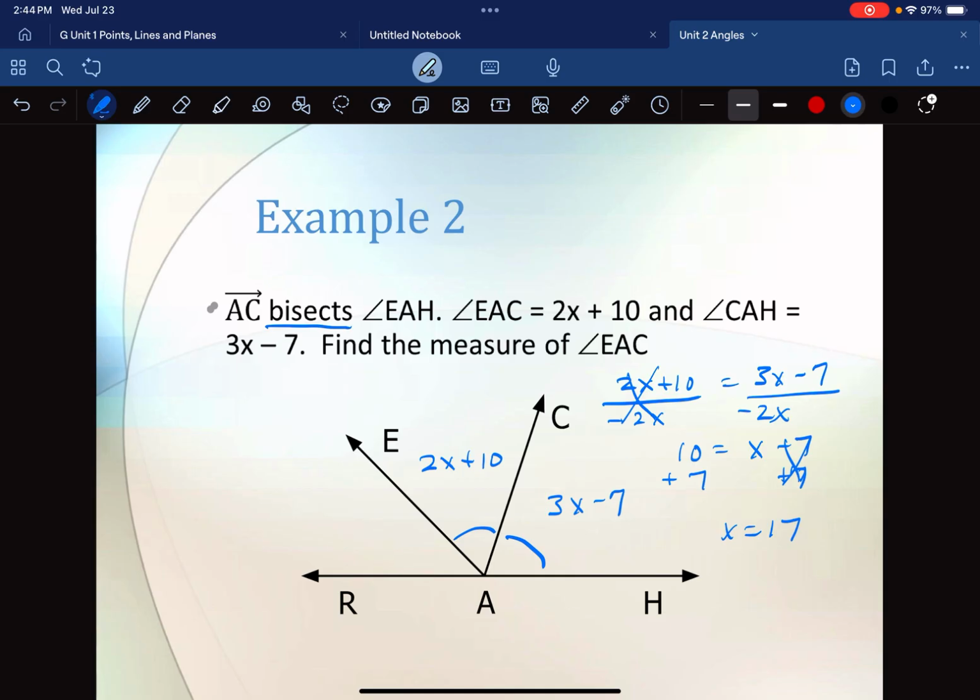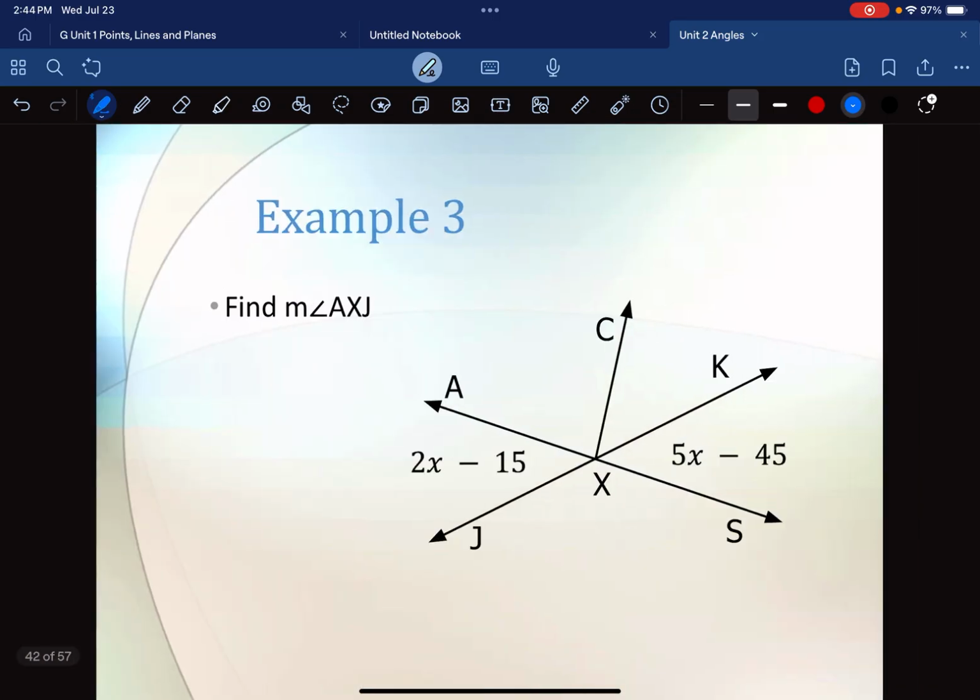They asked for EAC. So angle EAC is 2x plus 10. So 2 times 17 is 34. Plus 10 gives us a measure of 44 degrees for angle EAC. Okay? You guys give this one a try there. And pause the video, try it, and then see how you did.